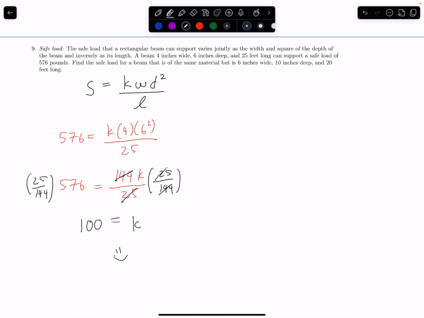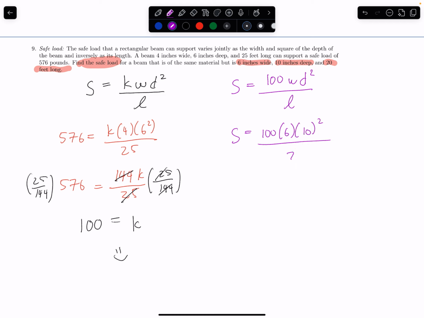Oh, nice. Okay, so come back now. We know K. We're going to input 100 for K. And then W, D squared over L, right? Great. Now, what are we told next? Okay. Now it says find the safe load. So we're going to find S, right? For the beam, same material, 6 inches wide, 10 inches deep, 20 feet long. So S is equal to 100, 6 inches wide, 10 inches deep, square, don't forget to square that, 20 feet long. I just punched all those numbers in.